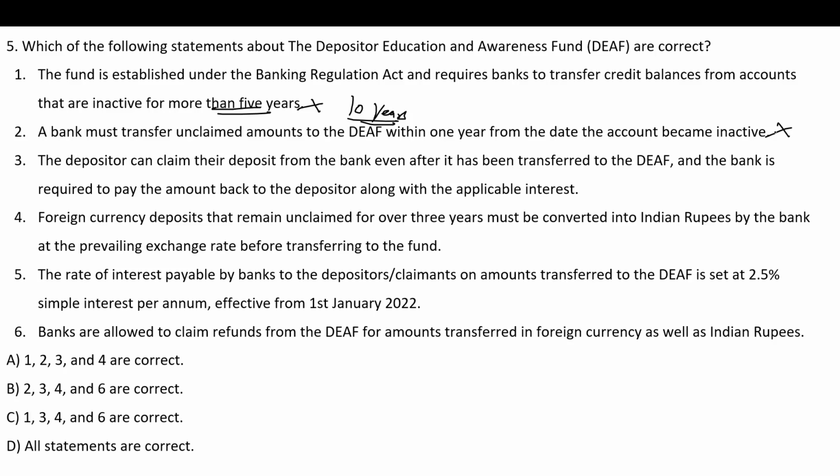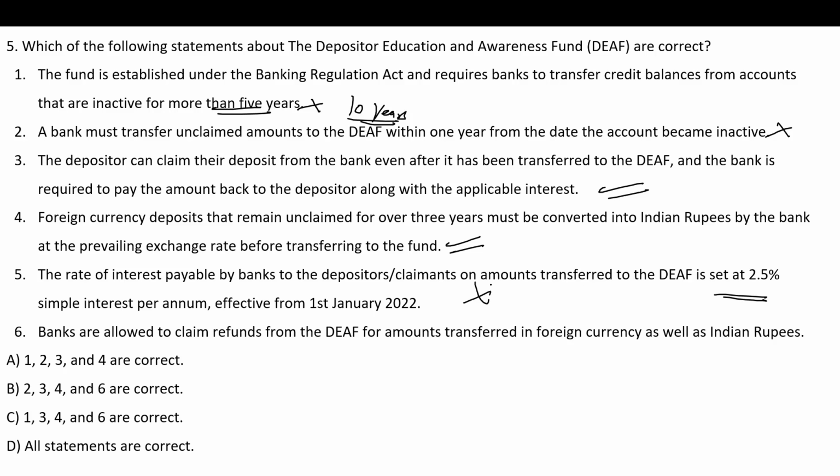The depositor can claim their deposits from the bank even after it has been transferred to DEF, and the bank is required to pay the amount back to the depositor along with the applicable interest. This statement is correct. Foreign currency deposits that remain unclaimed for over 3 years must be converted to Indian rupees by the bank at the prevailing exchange rate before transferring to the fund. This statement is also correct. The rate of interest payable by the bank to the depositors or claimants on amount transferred to DEF is set to be 2.5. No, it is 3. So this should be 3. So this is not correct. It is effective from May 2021.